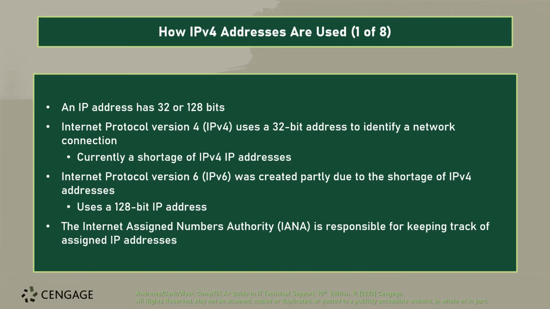Going to 128 bits means that we have somewhere around 38 undecillion individual IP addresses in this range. This means that there are more IP addresses in the version 6 space than there are grains of sand on the beach on Earth. The Internet Assigned Numbers Authority, also known as IANA, is responsible for keeping track of assigned IP addresses.